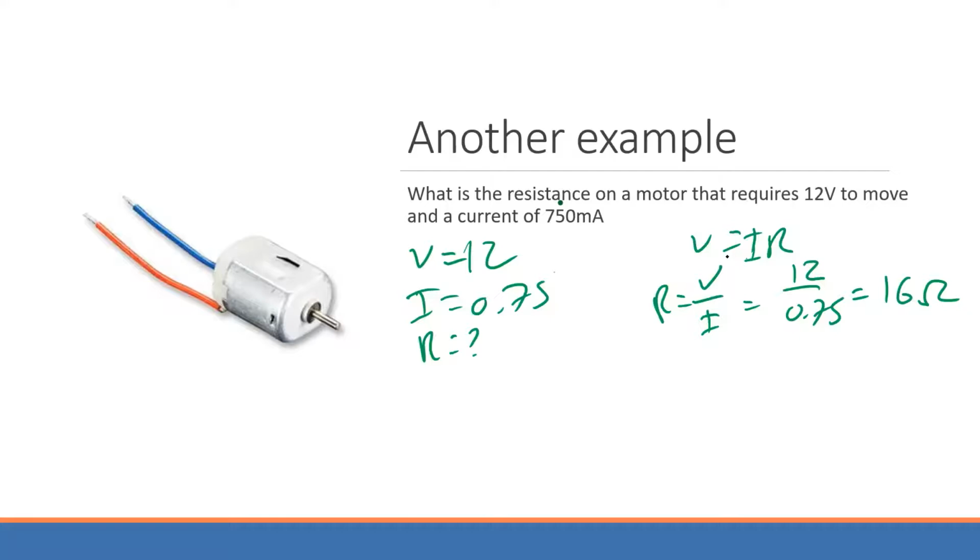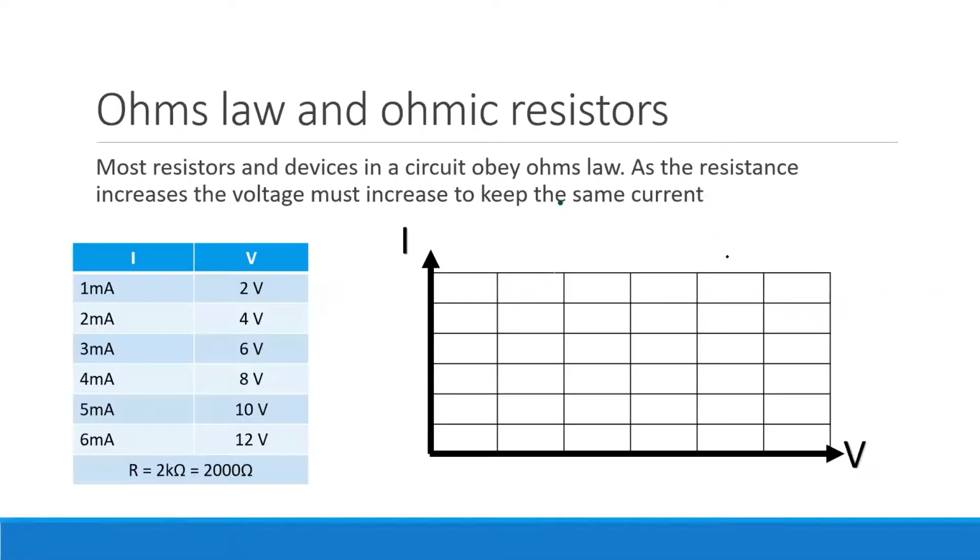The last little bit with Ohm's law and resistance is to talk about Ohm's law and ohmic resistors. Now, most resistors in devices in a circuit obey Ohm's law. They follow Ohm's law in calculating things. As the resistance increases, the voltage must increase to keep the same current. Again, that's the same idea I talked to you guys about before.